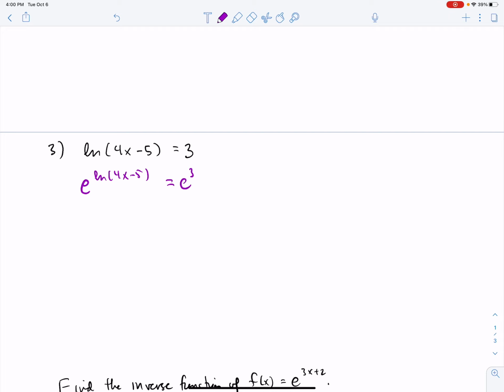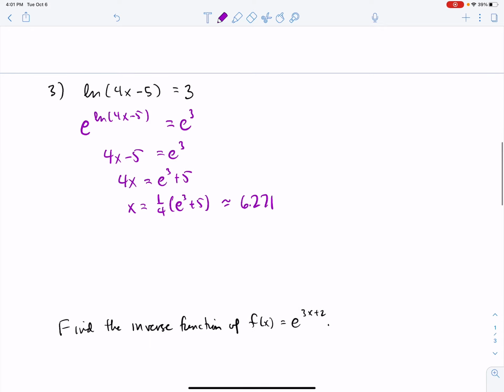And again, a natural logarithm is the exponent I would put on e to get what's inside. So if I raise e to that power, I'm going to get what's inside. So I get 4x minus 5 equals e cubed. And from here, it's pretty straightforward to solve for x. And so I would get x equals 1/4 the quantity e cubed plus 5. That's the exact answer. A decimal approximation to 3 decimal places is 6.271. So that's what I have on that from the handout. These are the examples I would have worked on for the handout if we'd had enough time in class.